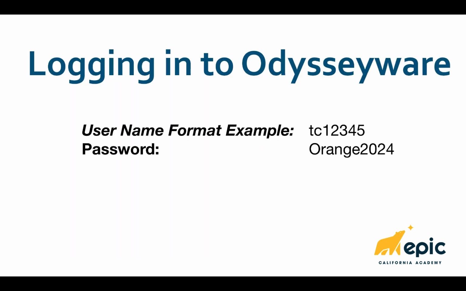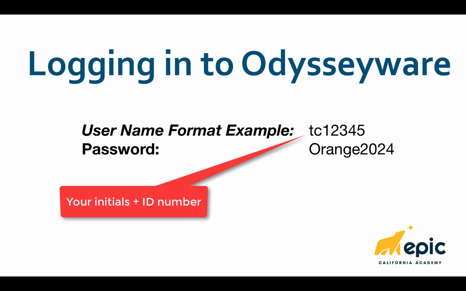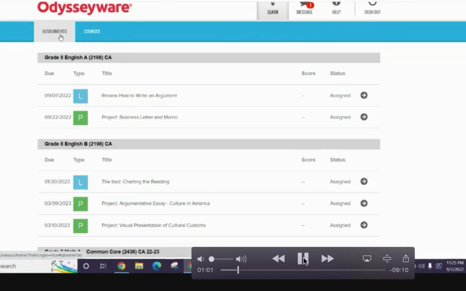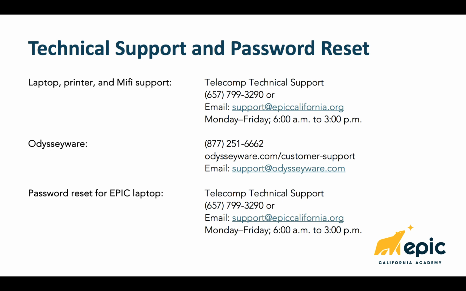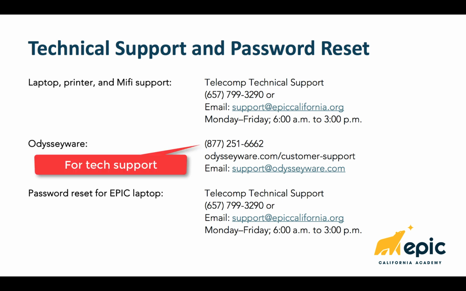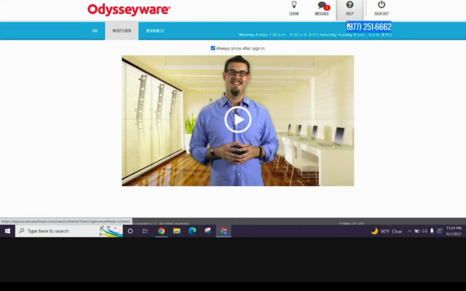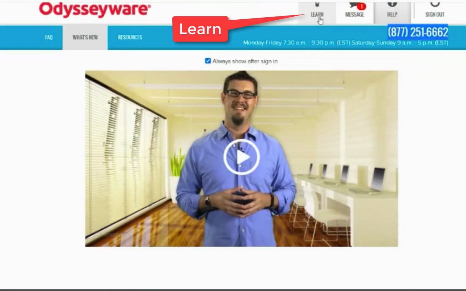So you'll sign in with your initials and ID number and your password, and it will bring you to the home screen. If at any time you need technical support specific to your online classes, this is the phone number you can use for Odysseyware. It's right here at all times under the Help tab. Normally, your student will just click on Learn, but always check if you see a message alert.